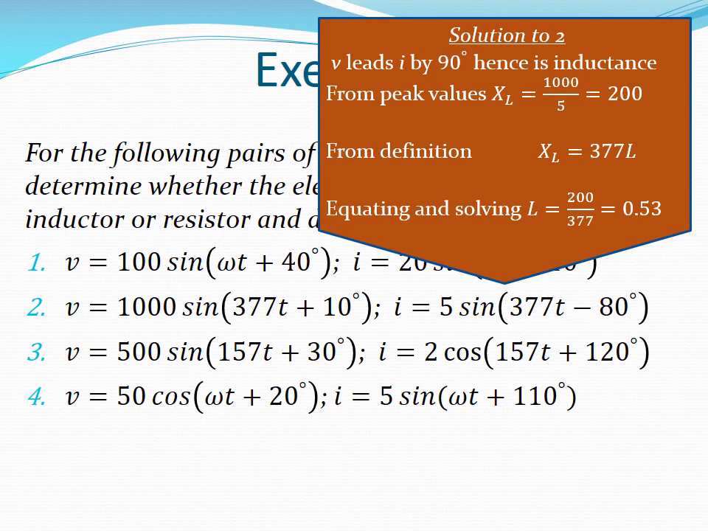From the given expressions, we notice that voltage leads current by 90 degrees. Therefore, the element involved is an inductance. From the peak values of voltage and current, we can obtain the magnitude of the reactance. We obtain it as 200 ohms.